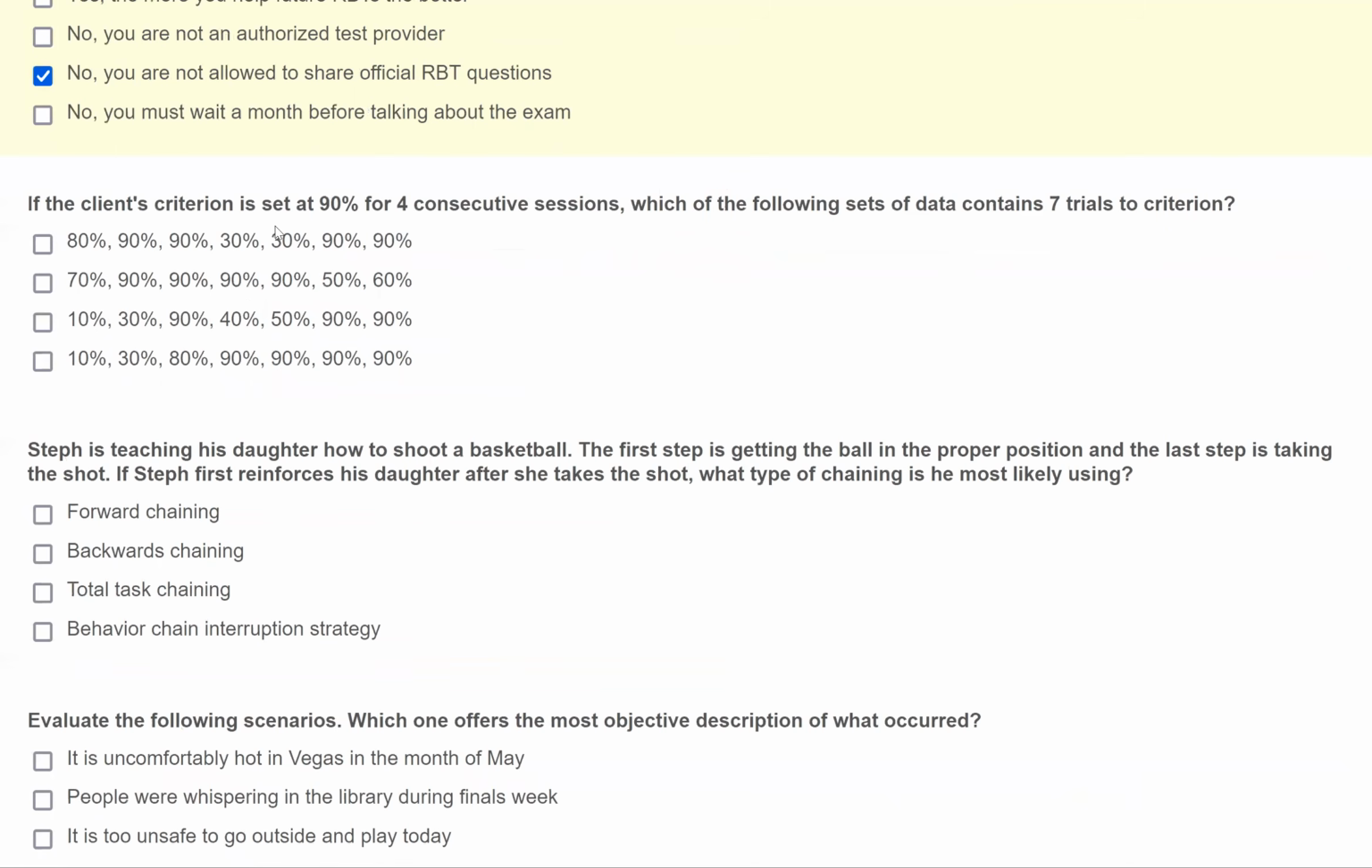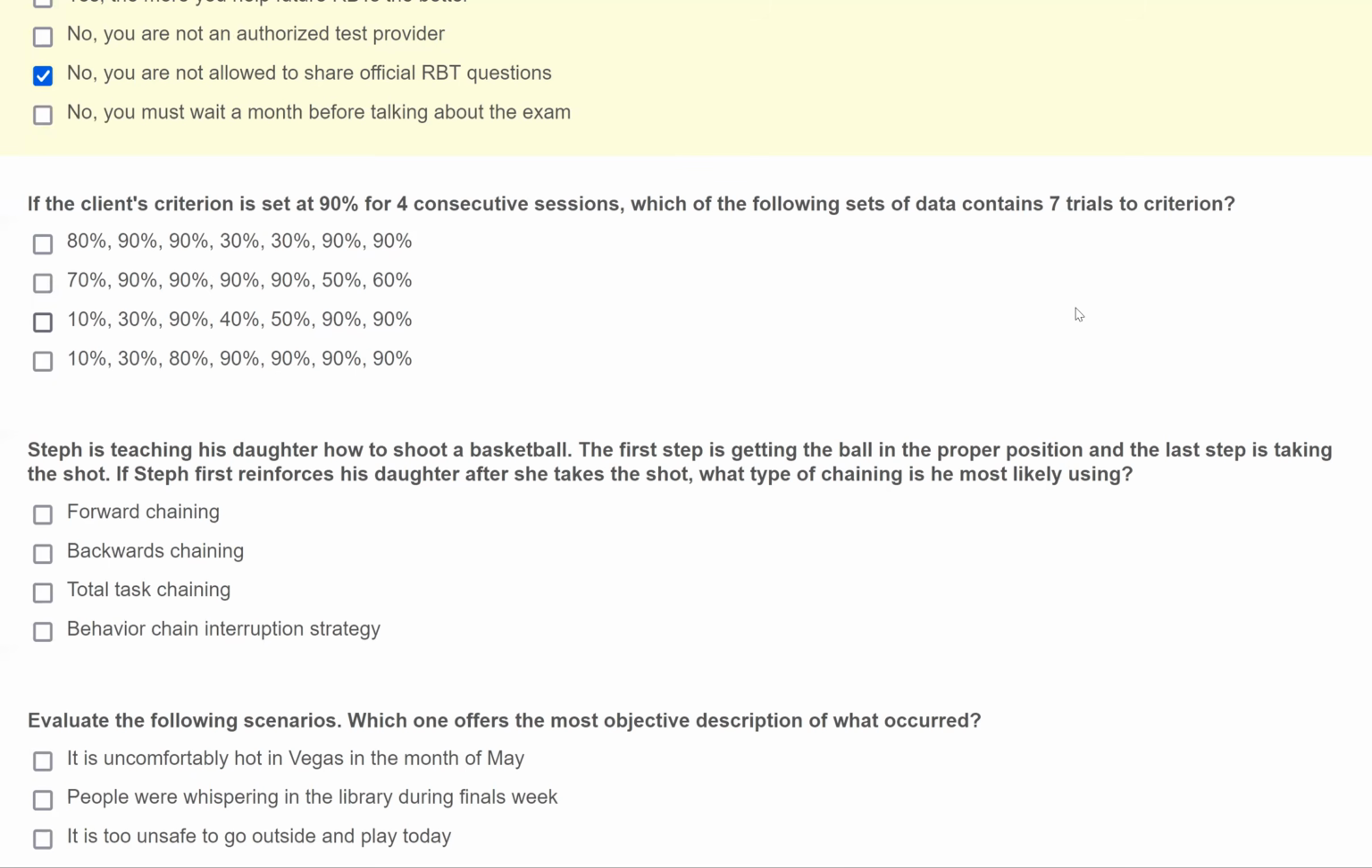If the client's criterion is set at 90% for 4 consecutive sessions, which of the following sets of data contains 7 trials to criterion? Now let's be careful here. Another measurement question. Let's define trials to criterion. With trials to criterion, you're setting a criterion or a goal. And then once we hit that goal, we're going to count how many trials it took. And that will be our trials to criterion. For instance, if my goal is to reach 100% a single time, and it takes me 5 tries to get 100%, my trials to criterion are 5.